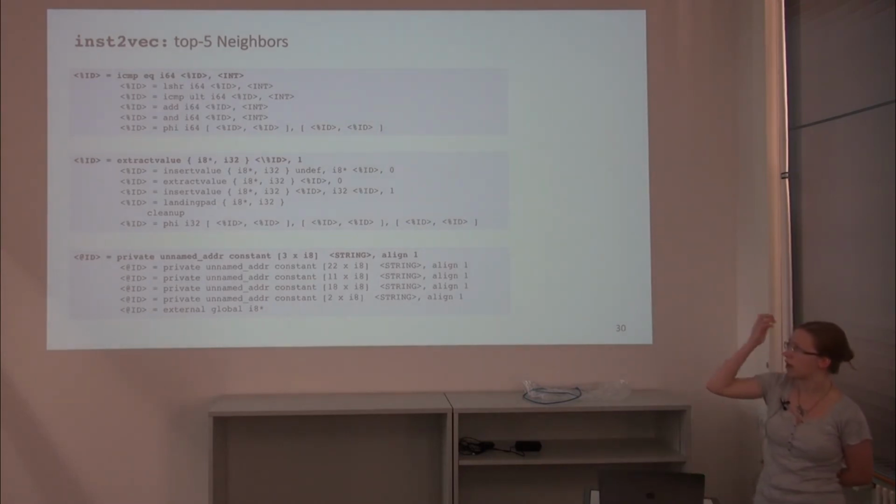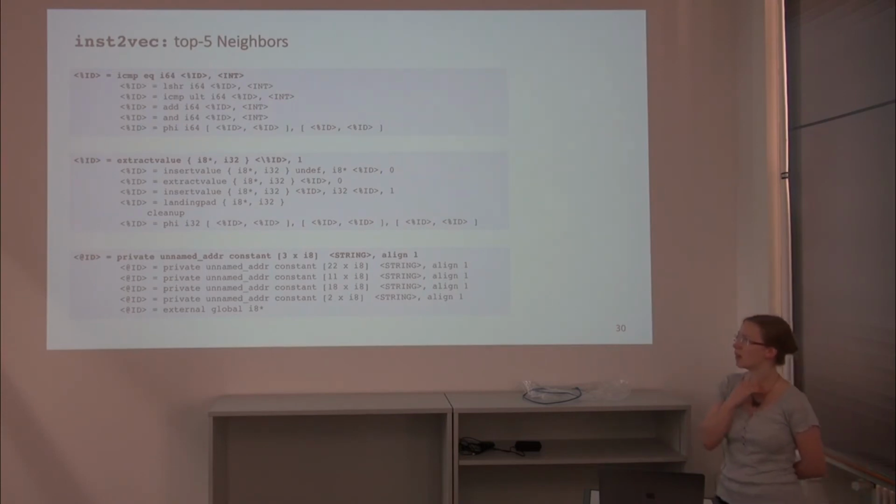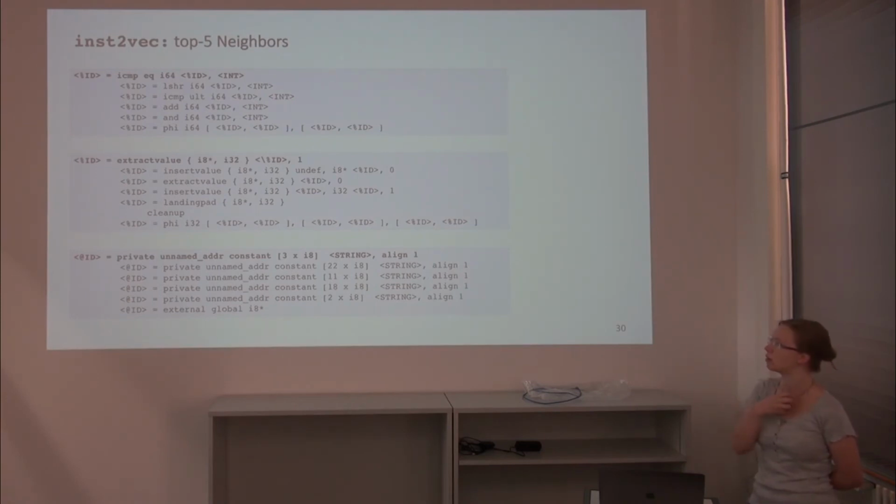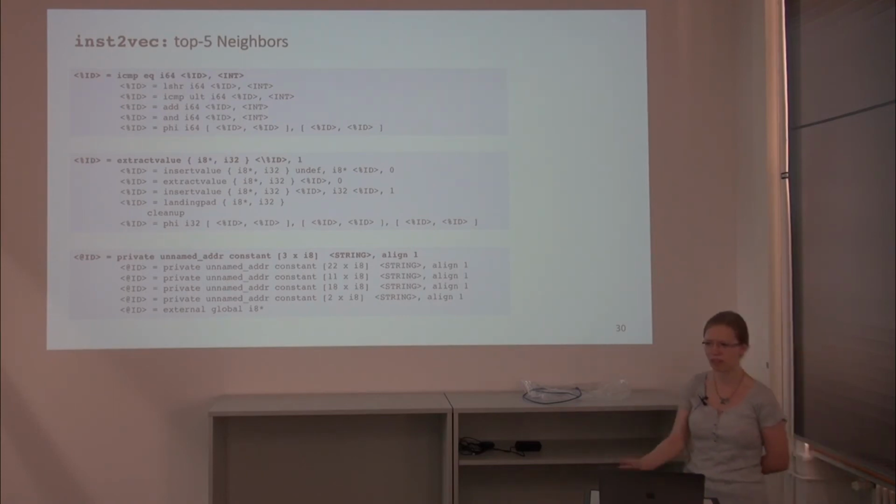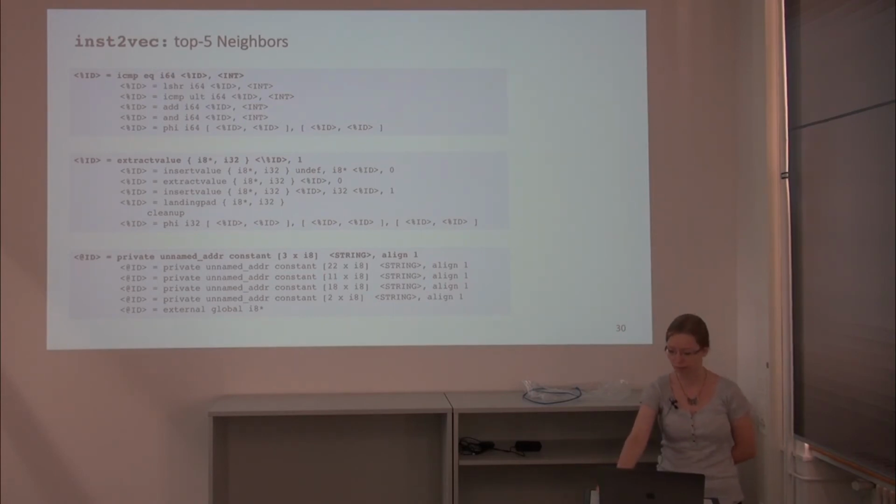You see that in the top one, this comparison is followed by other comparisons and operations on 64-bit integers. This extract value here is followed by insert values and extract value of the same structure as well. And then here, the declaration of a global variable is followed by declaration of similar global variables. So this is not making sort of a numeric or strong claim, but just as a first look at the statements which appear often and qualitatively looking at their neighbors gives us an indication that this embedding space actually represents something and exhibits the type of properties that we want it to.